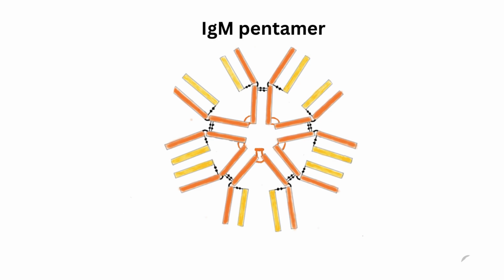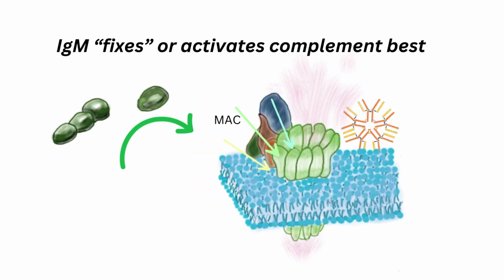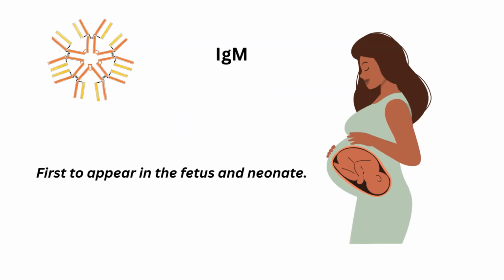IgM is a huge molecule because it's a pentamer. Like IgA, there is a J chain connecting the IgM pentamer together. When IgM binds to its cognate antigen, forming an immune complex, it fixes or activates the complement protein cascade. And it is best at this function because it has 10 binding sites, 10 active sites that will activate the complement and effect the membrane attack unit to effect hemolysis.